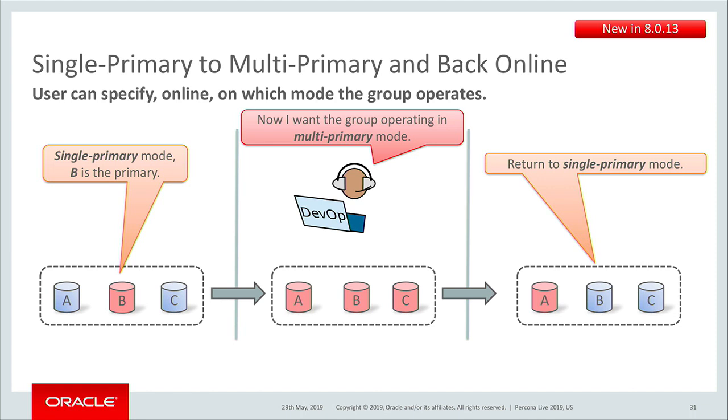And the same mechanism is actually used to switch between single-primary mode and multi-primary mode. Before this was introduced, you would have to stop the cluster, switch the mode, and then restart the cluster altogether. Right now, you can just go back and forth between the two modes online without having to stop anything at all.